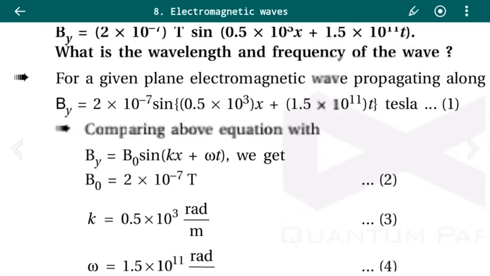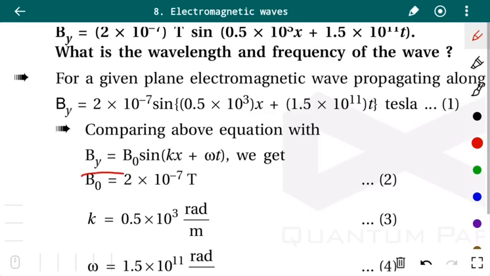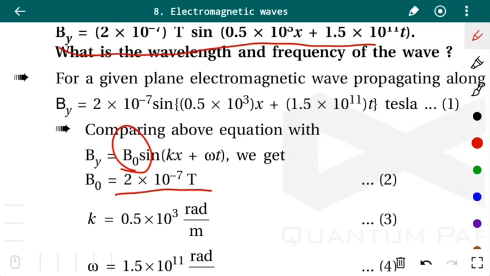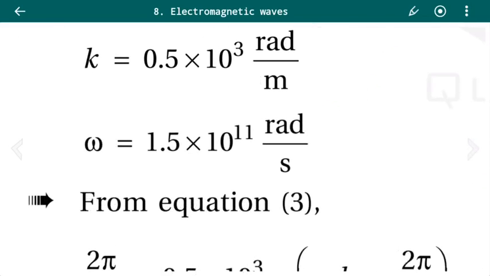Comparing with the general equation, here we are given By equals B0 sine (kx plus omega t). Here B0 is nothing but the amplitude. When we compare that equation with the given expression, we get B0 equals 2 into 10 raised to minus 7 Tesla. The wave vector is 0.5 into 10 raised to 3 radian per meter, and omega is 1.5 into 10 raised to 11 radian per second.